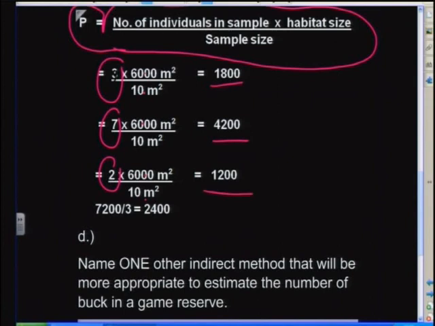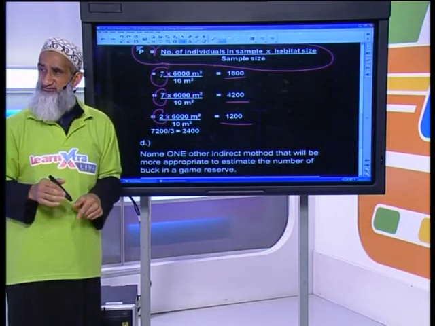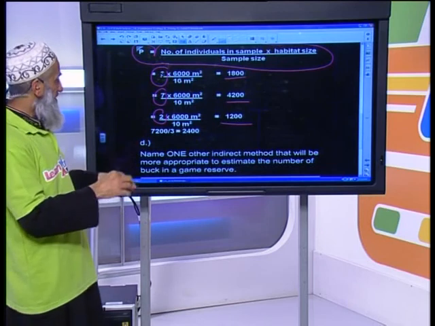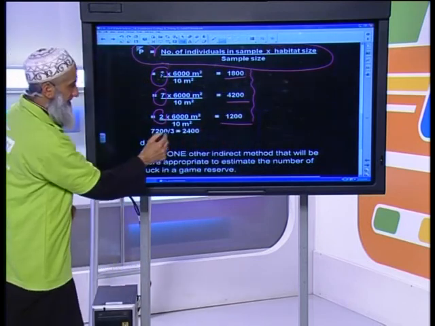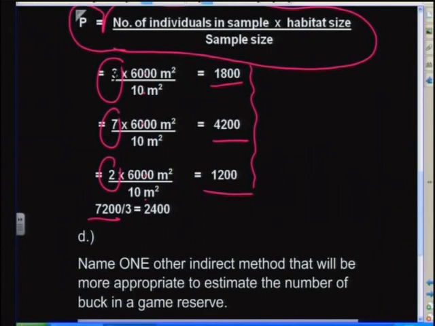You notice already we got 3 different answers, because in the different plots, there are different number of plants. So what must we do then? We add these 3 numbers up, gives you 7,200, divided by 3 gives you 2,400. And that is what the estimate of this population is.